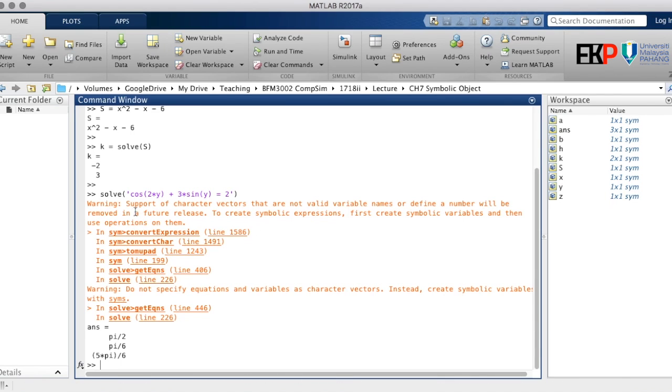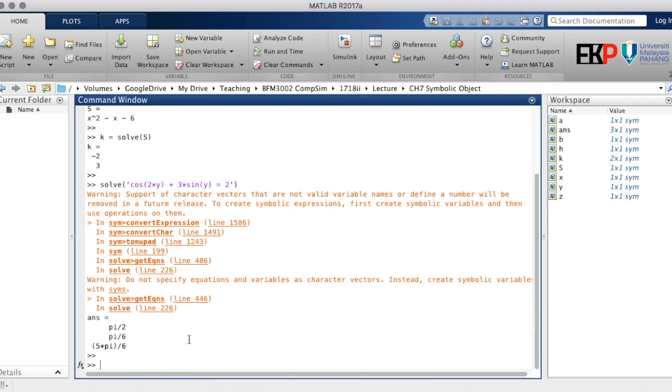And there's a warning here that MATLAB will not continue the support of character vectors to create symbolic expressions. First create symbolic variables and then use operations on them. So MATLAB prefers that we define our expression first. For example, I will just copy this.